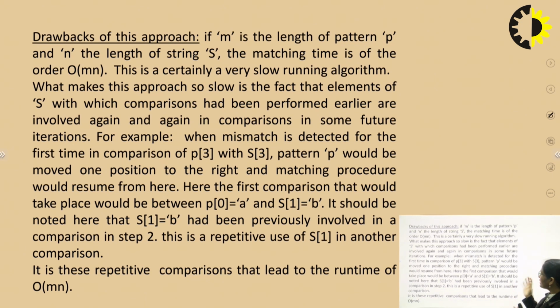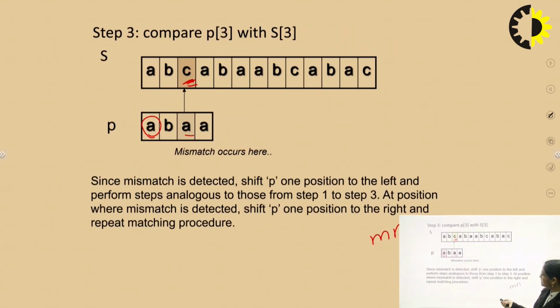This is a very slow running time algorithm, because when we compare the elements of S, those for which comparison had been performed earlier are involved again and again in comparison in some future iteration. For example, when a mismatch is detected for the first time in comparison of P3 with S3, as we have seen in this case here, when mismatch occurs in P3 and S3, we have to move back to this element. Okay, so that is the drawback of this.